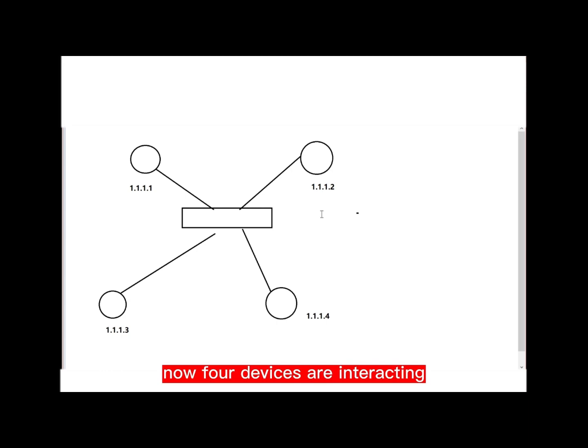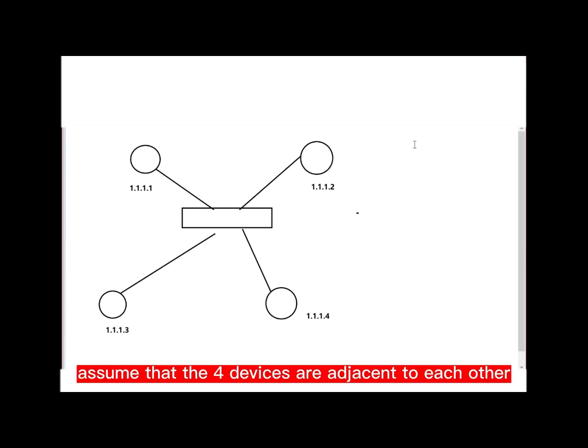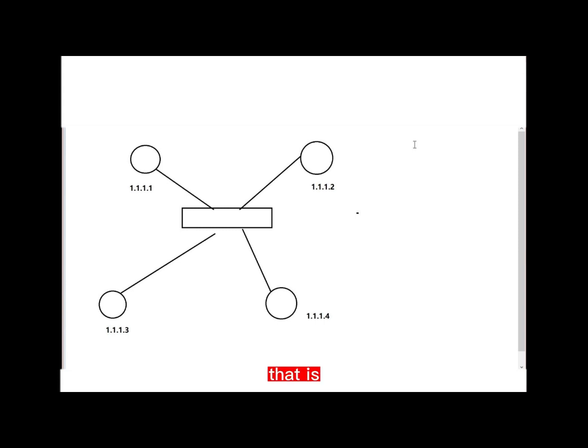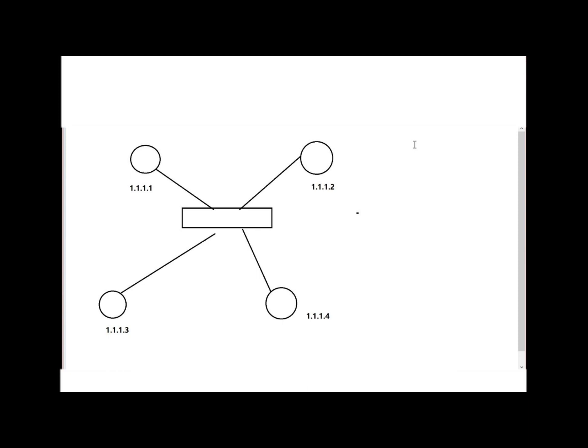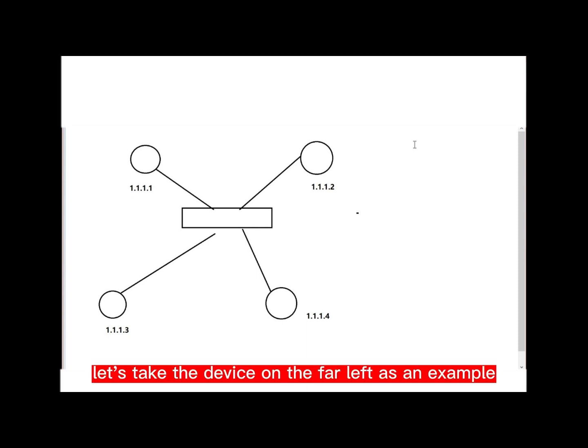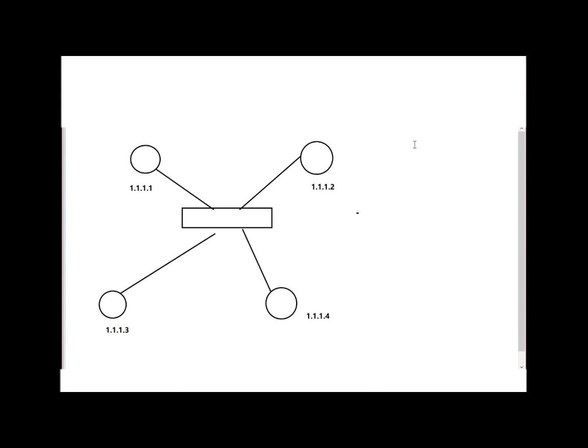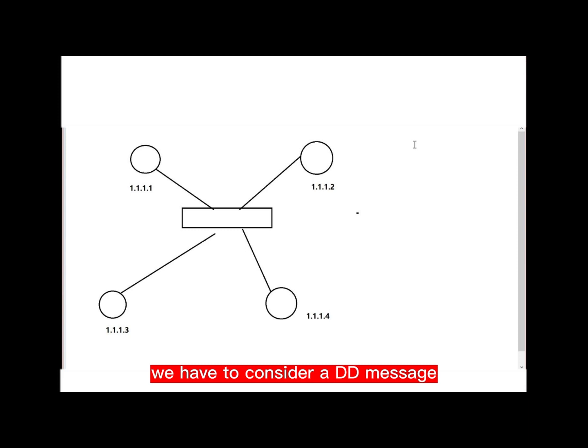Now 4 devices are interacting. Assume that the 4 devices are adjacent to each other, that is, between every two of them is full. Let's see what kind of effect will appear. Let's take the device on the far left as an example. For the device on the far left, we have to consider a DD message. A DD packet is a unicast packet. I'll just give you an example.